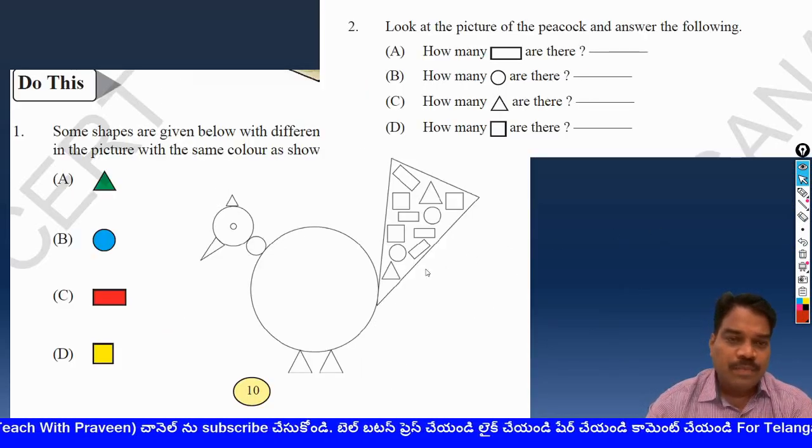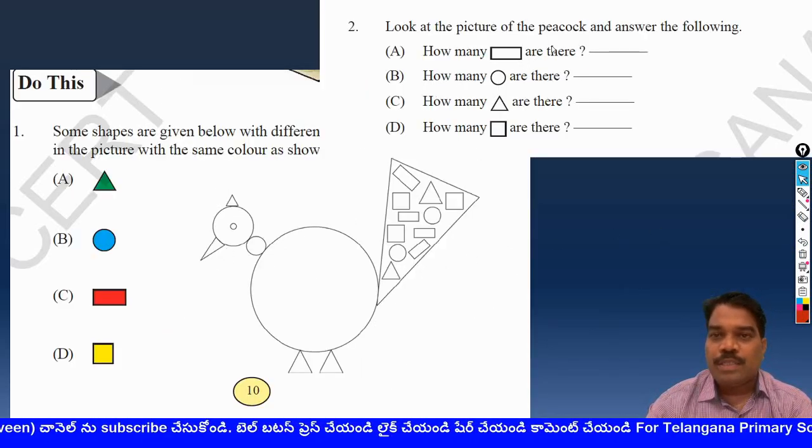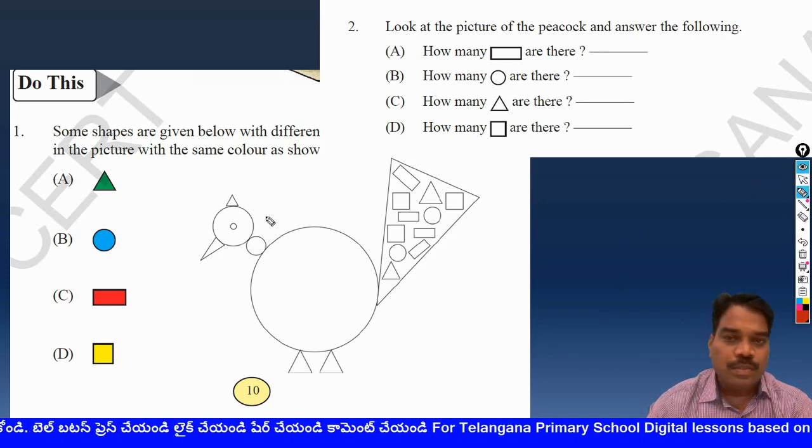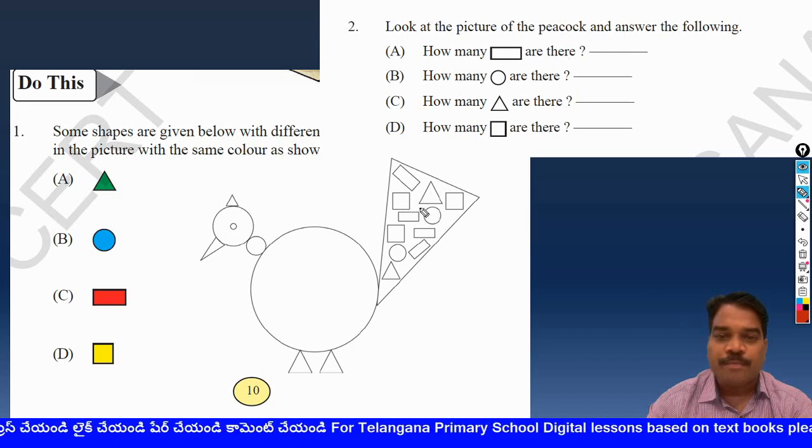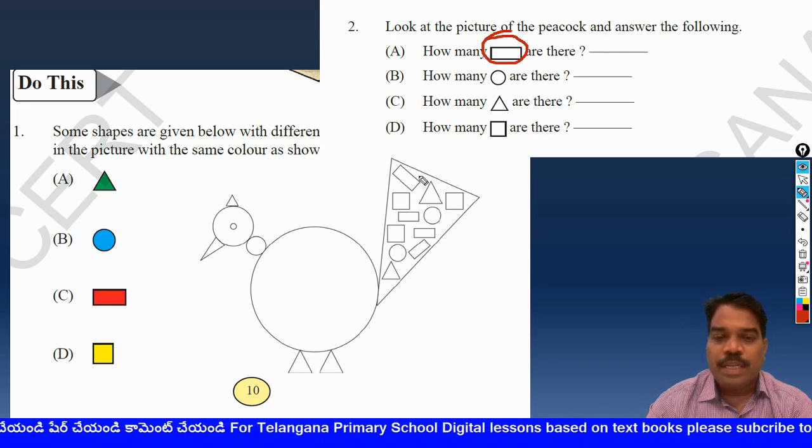And now next, మొత్తం అయిపోయిన తర్వాత look at the picture, the peacock, and answer the following. Picture of the peacock చూసి దీనికి ఆన్సర్ ఏమి. How many rectangles are there? ఈ షేప్స్ ఎన్ని ఉన్నాయి కౌంట్ చేయాలి మీరు. How many rectangles are there?